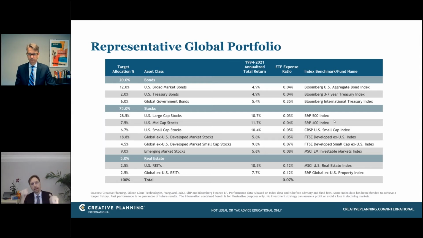So I want to highlight a couple things for you. First is, look at the bonds. We have not only US bonds, but we also have global bonds. Look at the stocks, not only US stocks, but also global stocks, even out to the far-reaching, smaller markets of emerging markets, right? And then lastly, we have US real estate investments, as well as non-US real estate investments.